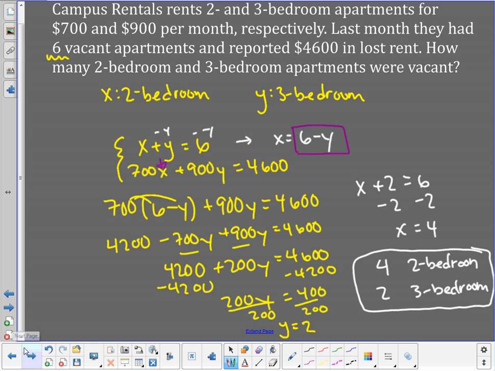Now we could have solved this system using graphing like we had been doing the last couple days, but notice that you've got some coefficients of like 700 and 900. Those are pretty big numbers to graph, so that's why it's helpful to solve things algebraically when we can.